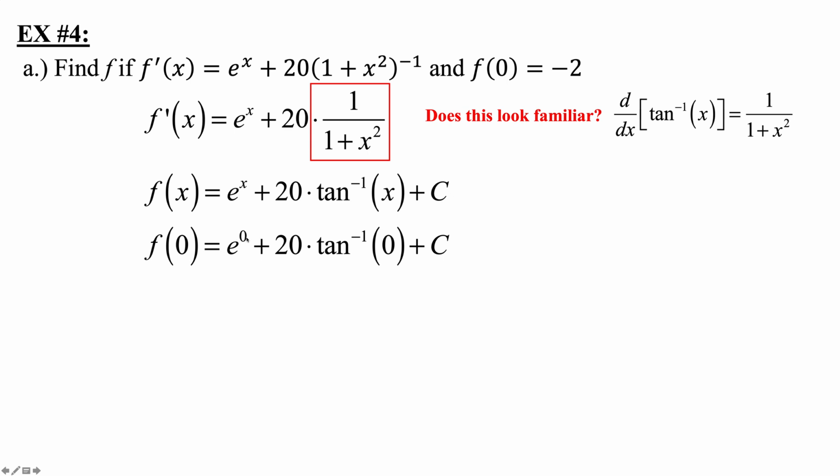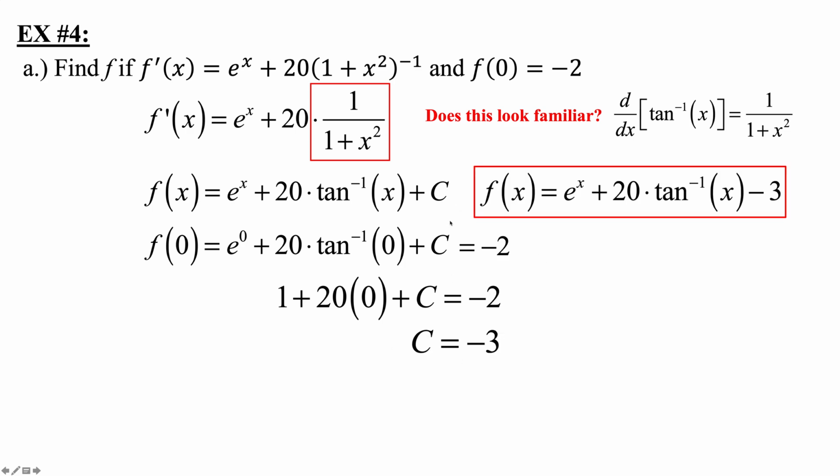So f of 0, we'll put in zeros. E to the 0 will be a 1. Inverse tangent of 0 is going to be a 0. So 20 times 0 is 0, so we're setting this equal to negative 2 because we know the value of f of 0 is equal to negative 2. Subtract over the 1, c equals negative 3, and we'll plug it in for c. And now there is my new function that is a particular solution because we were able to find negative 3 for our c.